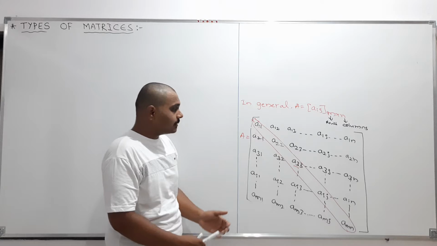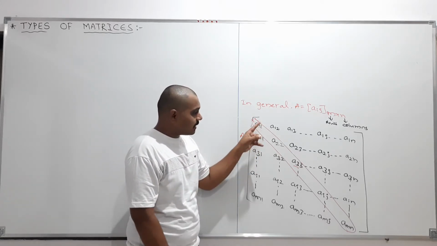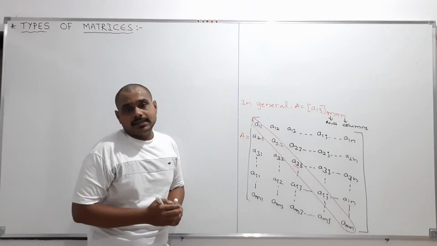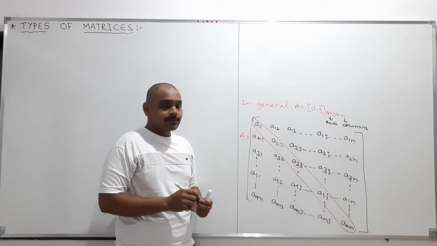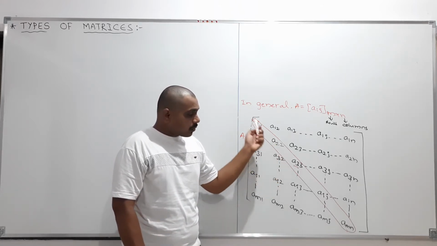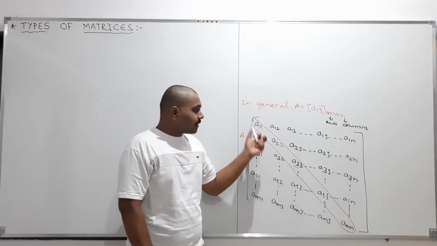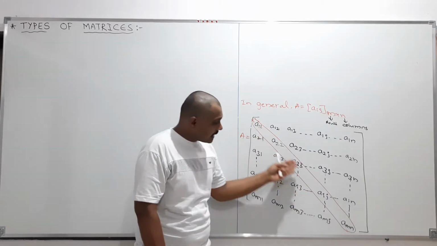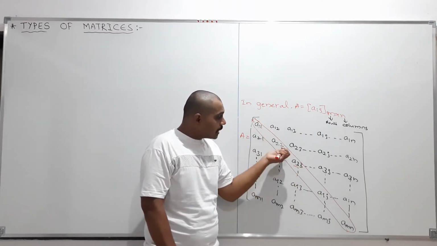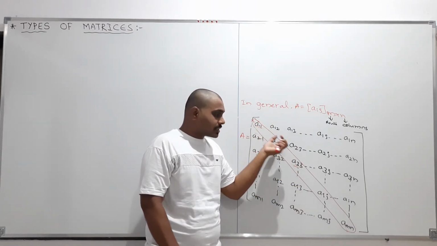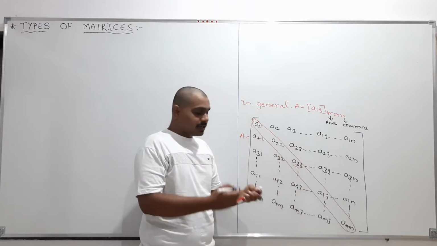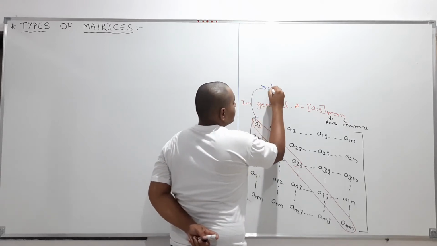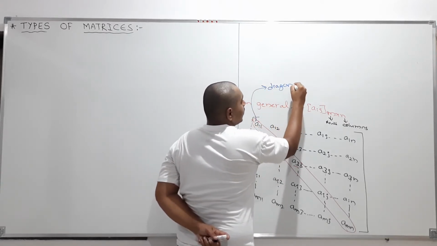And we also discussed the elements A11, A22, A33. These we can call the diagonal elements, as discussed in the previous videos. Normally we know what is meant by diagonal. Whatever elements lie on the diagonal line, that is A11, A22, A33, we can call the diagonal elements.